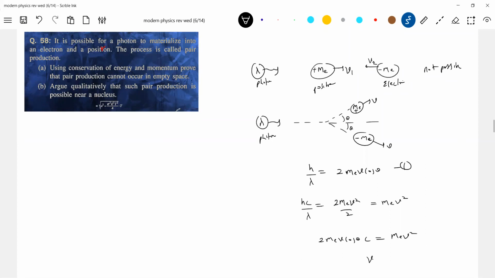So when v gets eliminated, me gets cancelled. So this should be equal to how much? 2c cos theta. Is it possible for a particle to have this much speed? Cannot be, no. So what is the problem is there should be some other particle formed.